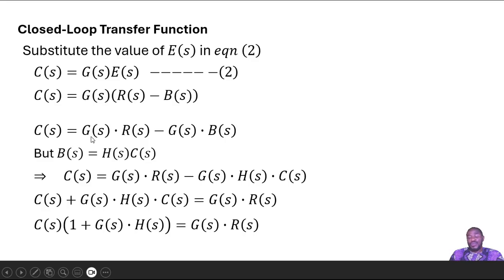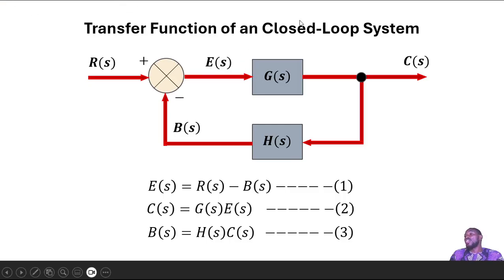Then to find the closed loop transfer function, we should go back to these equations here. The closed loop transfer function, which is actually the overall transfer function of this closed loop system, is going to be your output signal C of S, that's the controlled variable, to the reference variable R of S. So what we want to do is find an expression that gives us that ratio C of S over R of S.